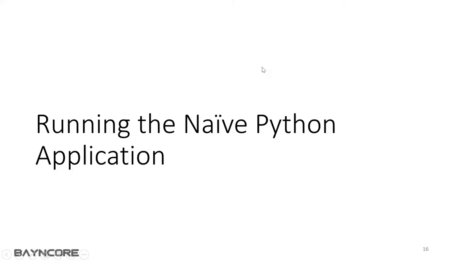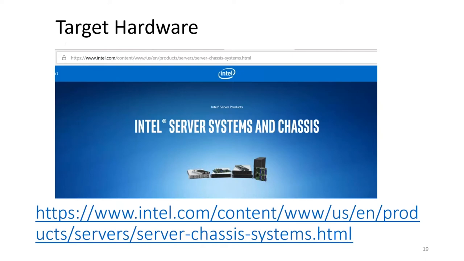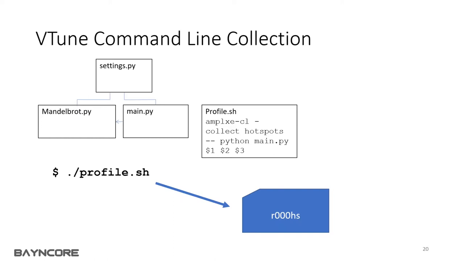Okay, so what I did was I ran the naive version, and I ran the script. What the naive version was doing was generating a Mandelbrot. I just ran the run.sh. The machine I'm running on was a server actually provided by Intel, and this is the link for the details. It's one of the latest Xeon scalable processors, a two-socket system with Xeon Gold on them. And then I profiled it. I called the command line version, I collected the hotspots, and it generated a folder, and that folder I then copied across to my local machine in order to show the results in the GUI.